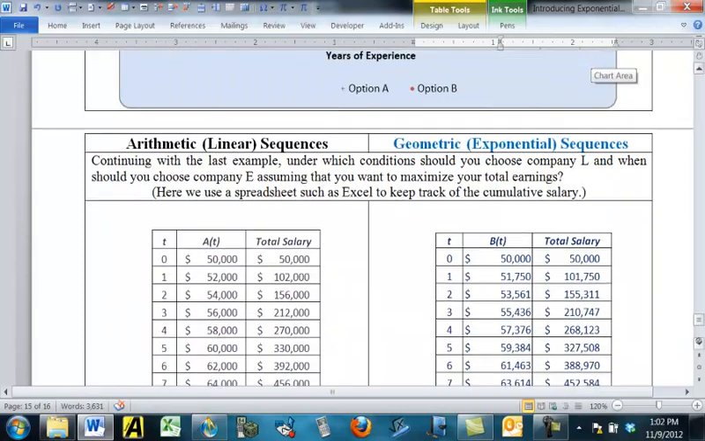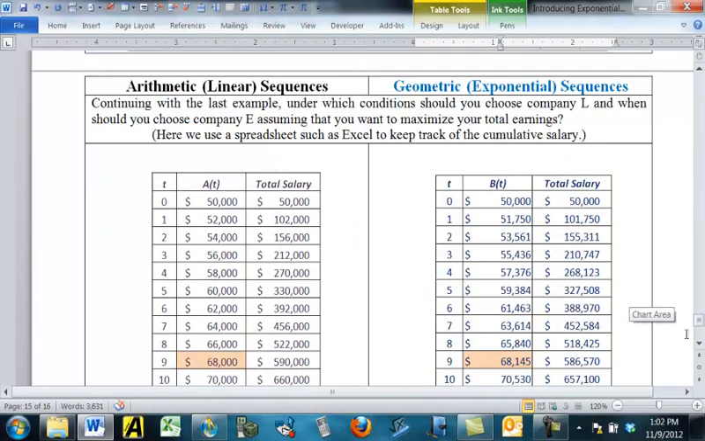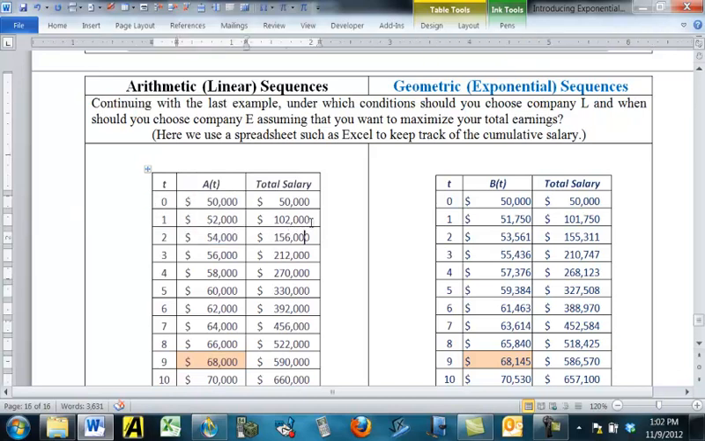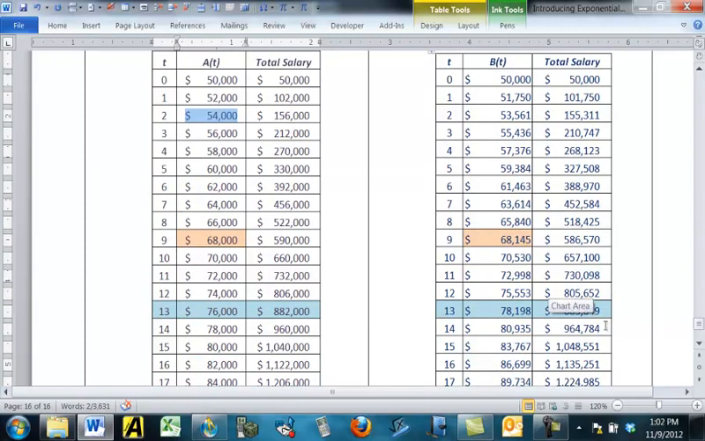Now for this one, I used a spreadsheet like Excel, actually it was Excel, to figure out not only the salary each year, but also the total salary thus far. So for example, it starts at 50,000, and to get the 102,000, I did 52 plus the 50. To get the 156, I did the sum of the first 3 years' salary, which is the same as the 102 plus the 54. And I did the same thing on the other one.